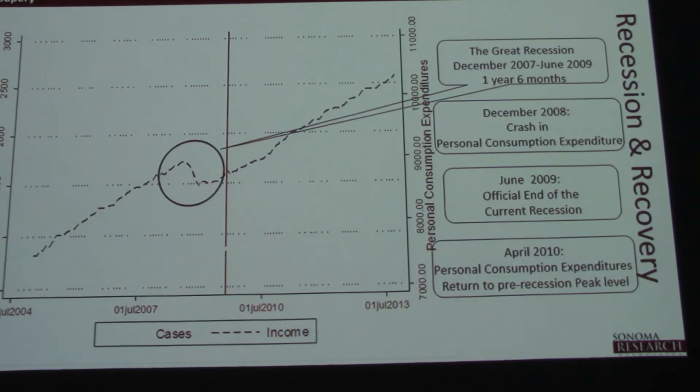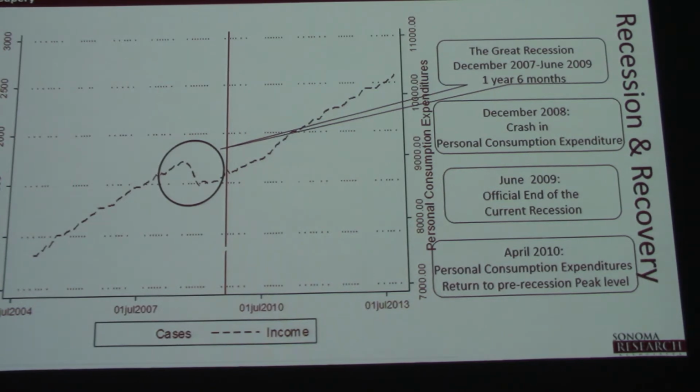Finally, I looked at income. Basically, I needed to use some measure of income. So I used something called personal consumption expenditures. And this is data you can pull from the Federal Reserve database online. It's called FRED, Federal Reserve Economic Database.